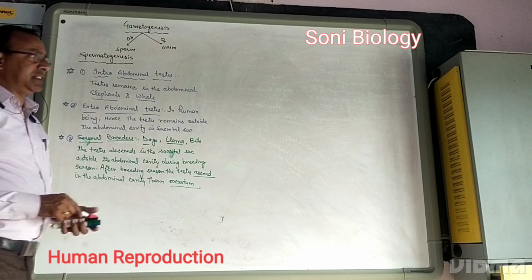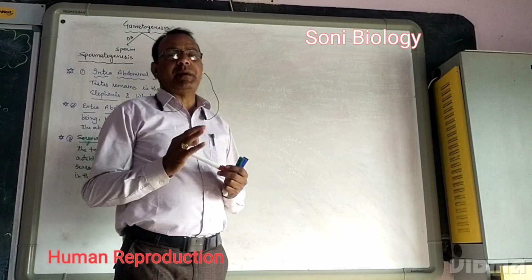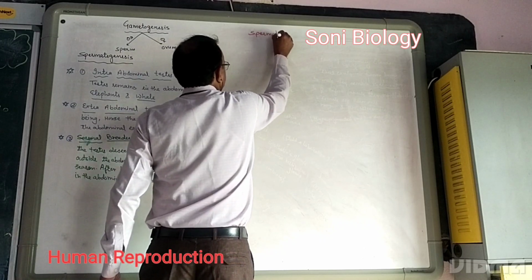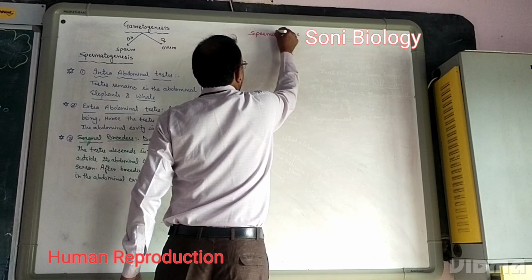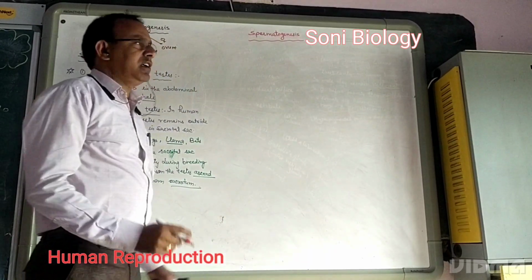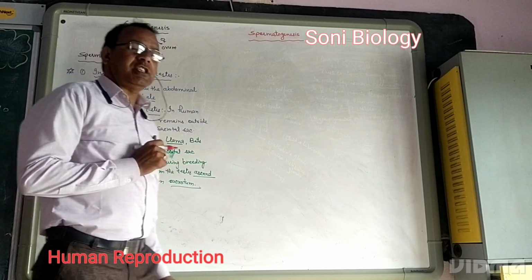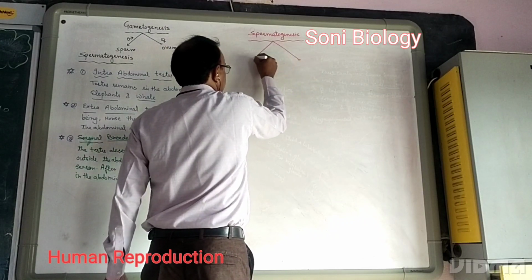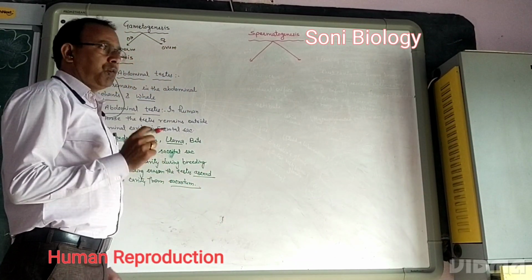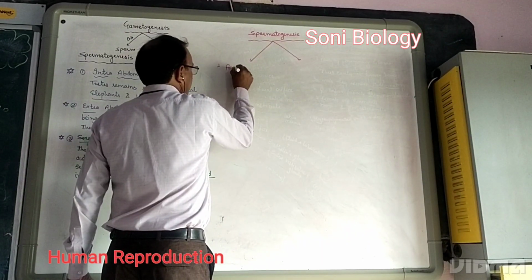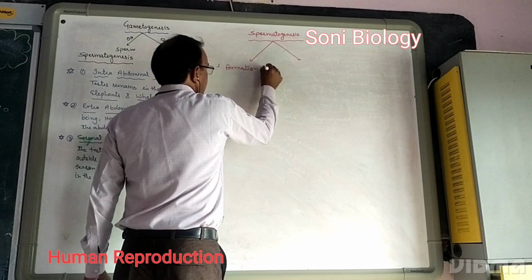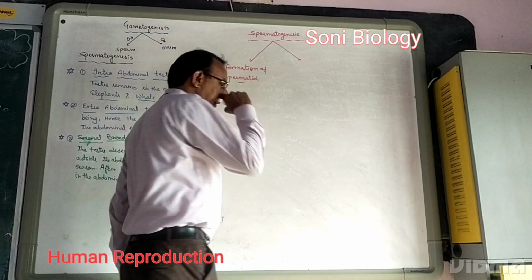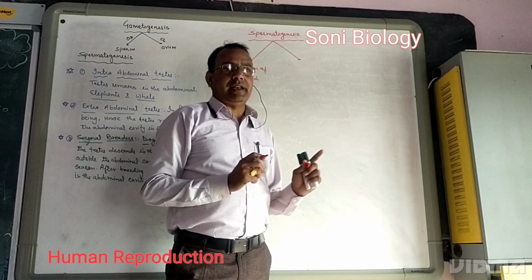The next topic is spermatogenesis. What is spermatogenesis? Formation of sperm is called spermatogenesis. The spermatogenesis process is completed in two phases. The first phase is formation of spermatid. Spermatid is a circular non-motile cell.